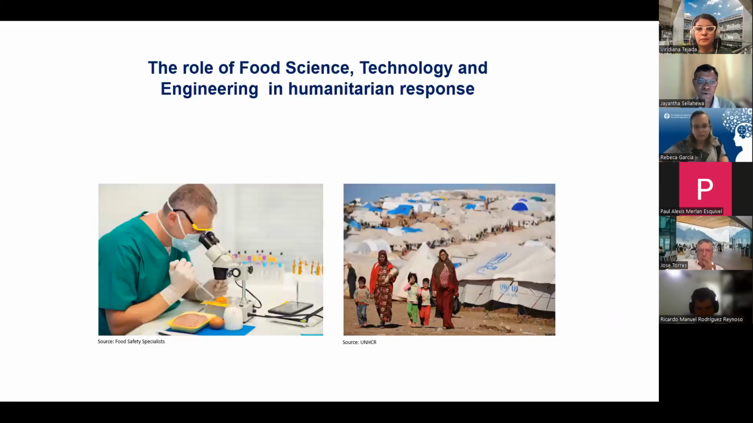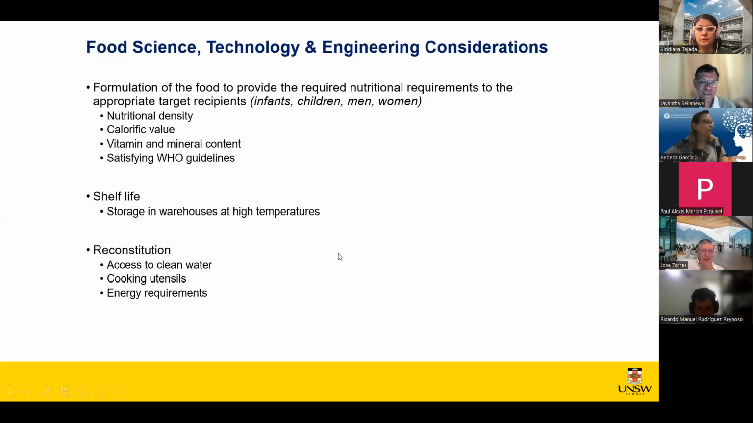So if you now look at the role of food science and technology in a bit more detail, all the areas that we are familiar with, from formulation products to developing shelf life, are relevant for emergency foods too. But we have to be mindful because the situation can be different.